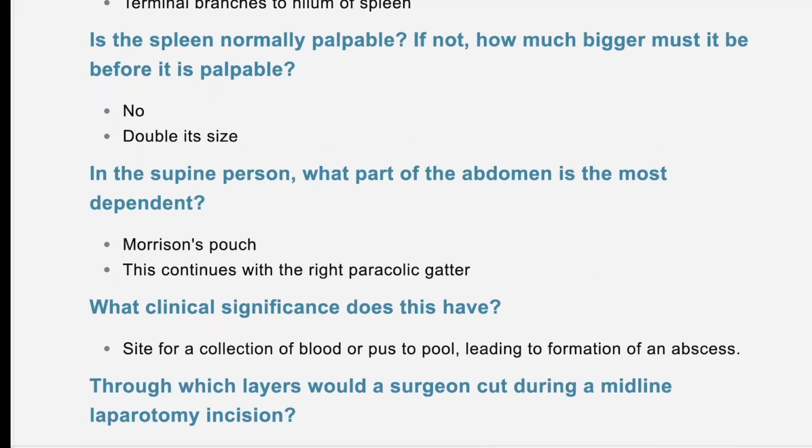Through which layers will the surgeon cut during a midline laparotomy incision? It will be through the skin and subcutaneous tissue, Scarpa's fascia, linea alba, transversalis fascia, and finally the extraperitoneal fat, and finally the peritoneum as well.